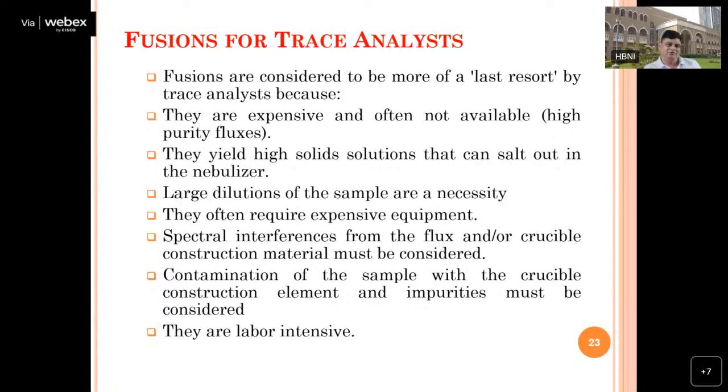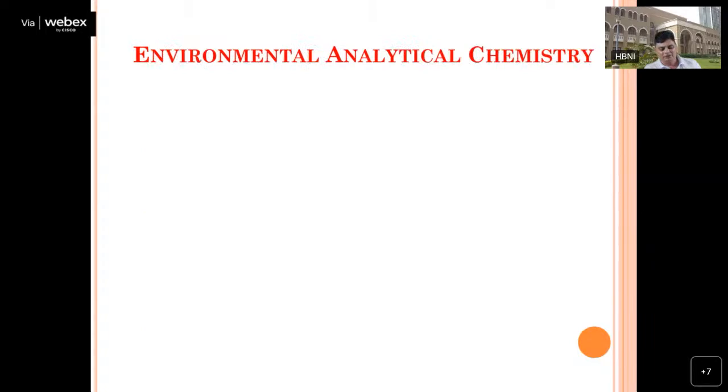And of course, for the same reason, spectral interference from the flux or crucible construction material must be considered. And contamination of the sample with the crucible construction element and impurities may always be there. And of course, they are very labor intensive.